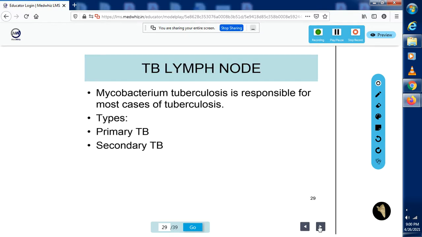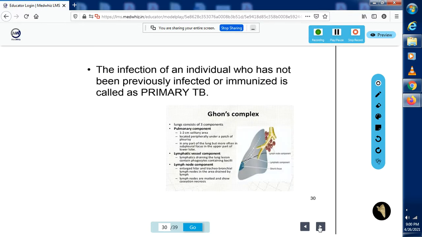Then coming to the fourth slide, that is the TB lymph node. Tuberculosis is caused by Mycobacterium tuberculosis. There are two types of tuberculosis, primary tuberculosis and secondary tuberculosis. When an individual who has not been previously infected or immunized gets infected, it is called primary tuberculosis, that is, the person was not previously affected with tuberculosis. The main characteristic feature of primary tuberculosis is the formation of Ghon's complex.